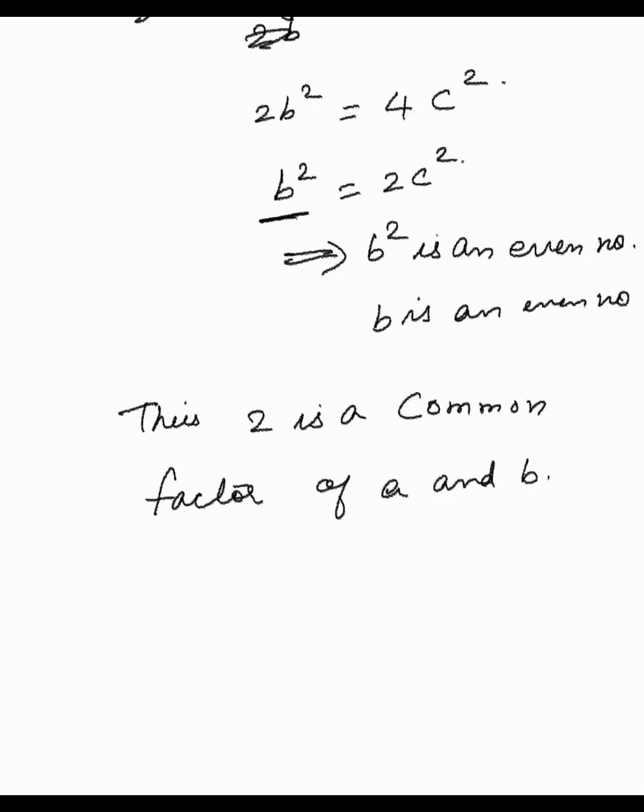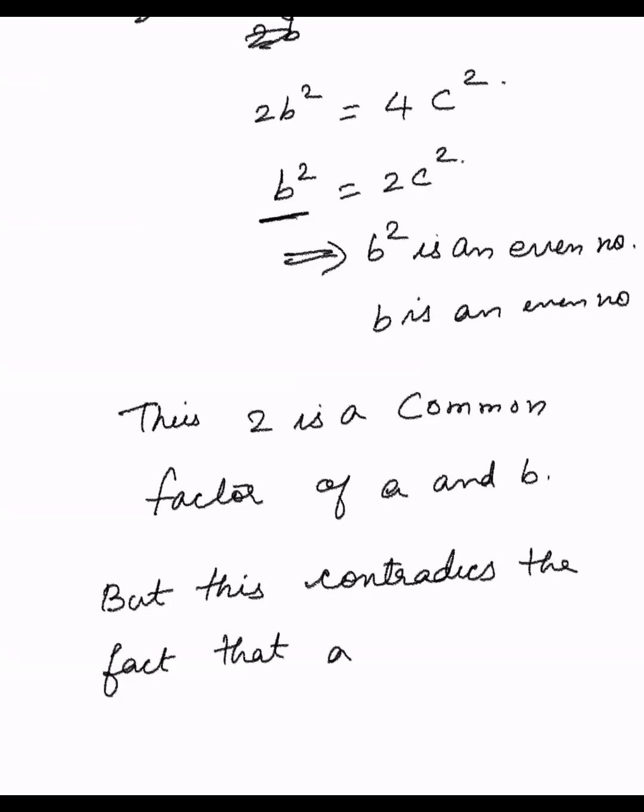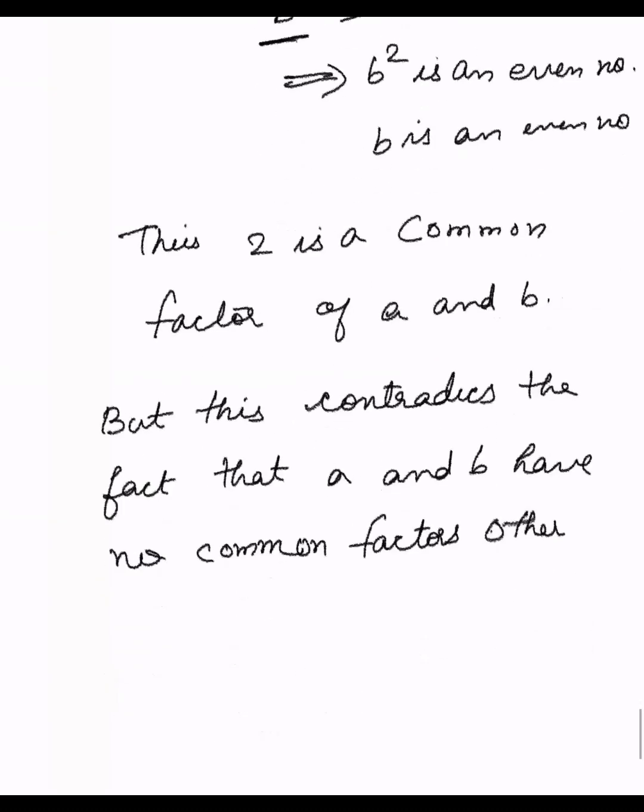So thus 2 is a common factor of a and b. But this contradicts the fact that a and b have no common factors other than 1. Yes or no? What did we start with? a and b have no common factors. So don't you think this is contradicting? So you should write that: but this contradicts the fact that a and b have no common factor other than 1.